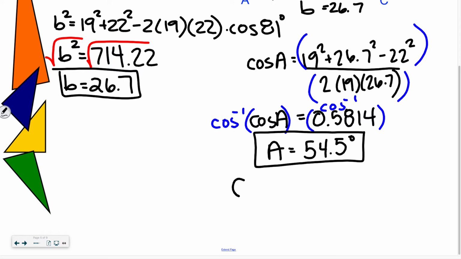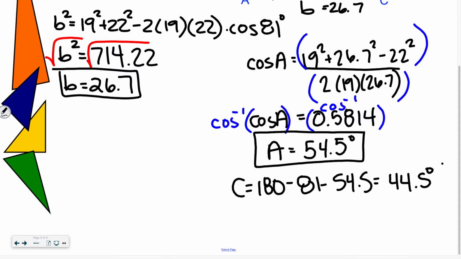Finding the missing angle C would be really easy, right? 180 minus 81 minus 54.5. So what do we get right there? 44.5. Okay. Any questions? I'll look at your calculator, Hannah, if you're not getting the right answer. You got it? Okay. Any questions?